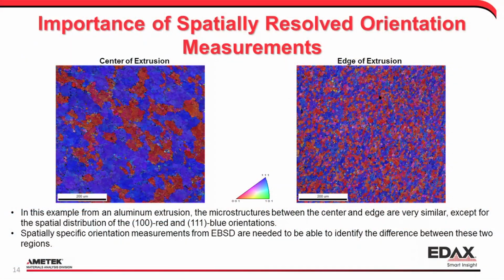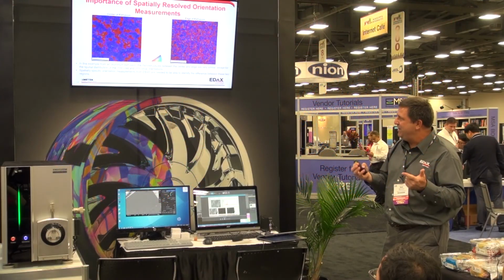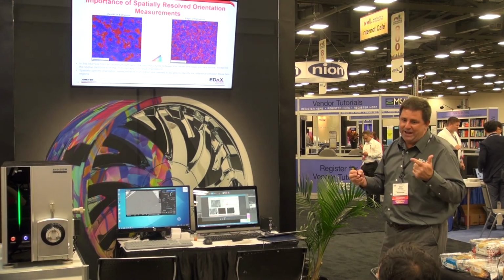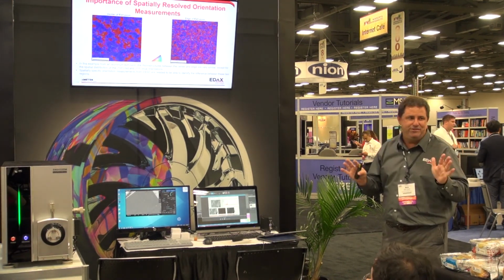I like to emphasize that this map tells us a lot because we're seeing spatially resolved orientation measurements. This is an example I like to show. This was an extrusion that had different mechanical properties that they couldn't quite examine, and they looked at it with X-ray diffraction, they looked at it with TEM, and they were saying, as far as we can tell, the grain size is the same, the texture's the same, everything we can measure is the same.